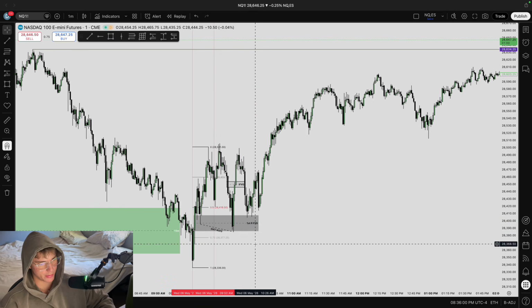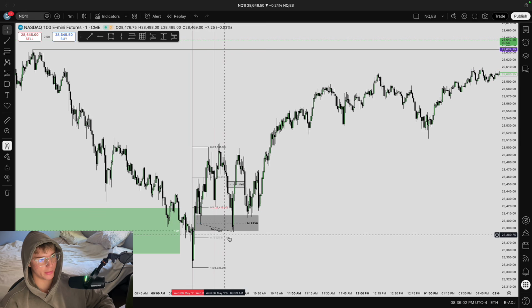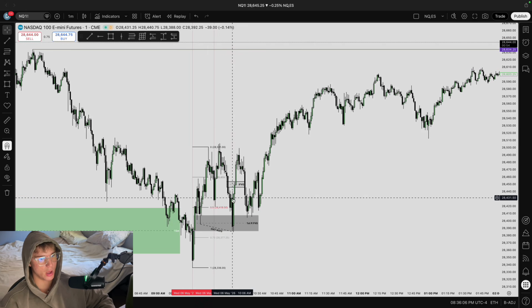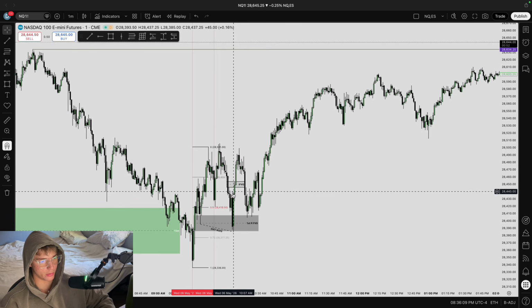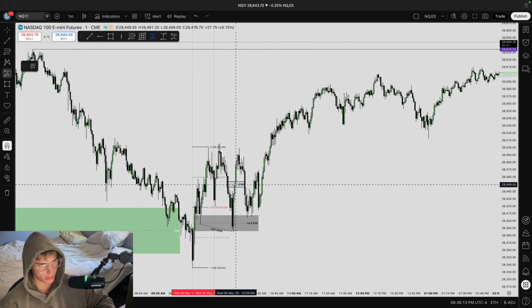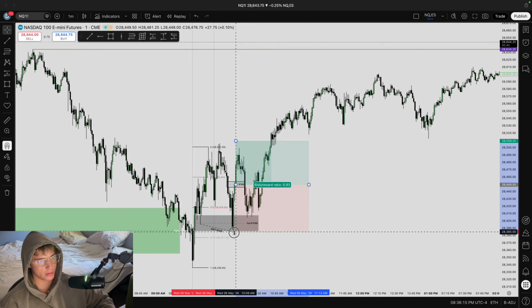So first presented fair value gap, create an SMT at the lows with the fair value gap inside of a discount, coming out, making another market structure shift to the upside with a fair value gap going through a high. Right there, that is when you enter long. You can enter at the close of this. Why can you enter at the close of that?